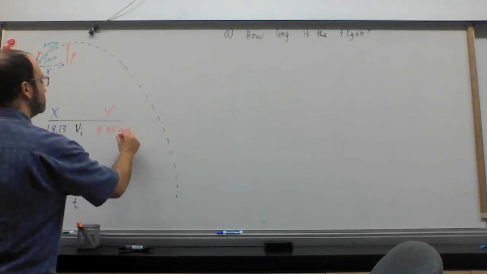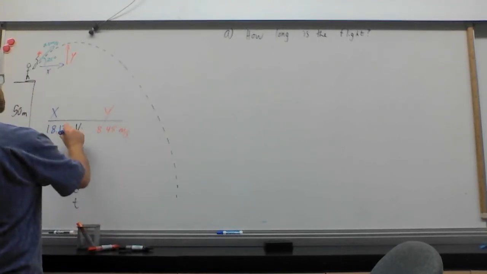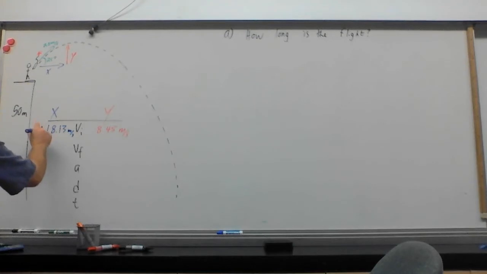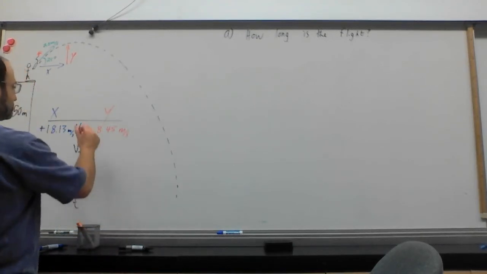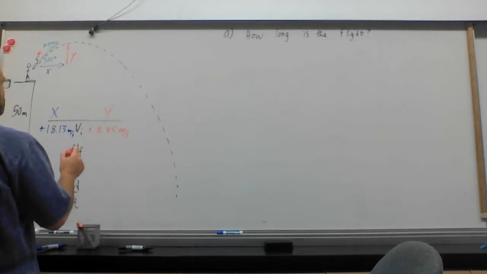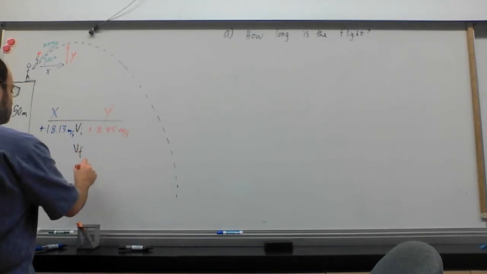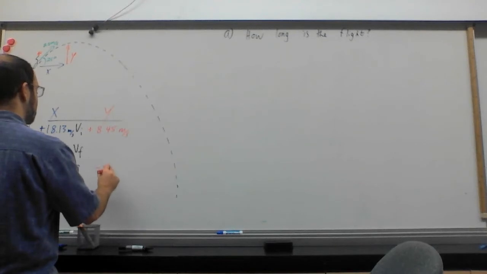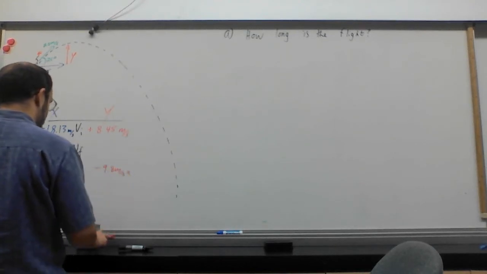All right, so let's get some units in there just to make sure that we're being as accurate as possible. And of course, this is going to go forward, so it's going to be positive, and this one is going to go up, so we're going to make that positive. Now, VF, we don't know what it is, at least not yet, but we do know that the acceleration is going to be negative 9.8 meters per second squared.